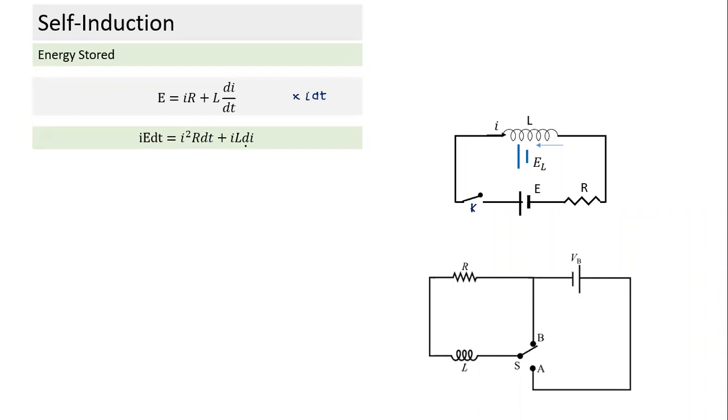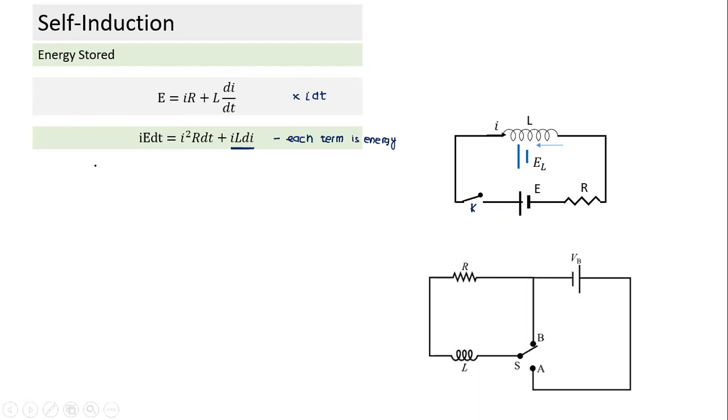What would each term indicate here? Can anyone tell me? What does I squared R indicate? Power. What does power into time indicate? Energy. So each term is an indication of energy. Let's understand what energy each indicates. So when we do something like this, each term is an energy term.